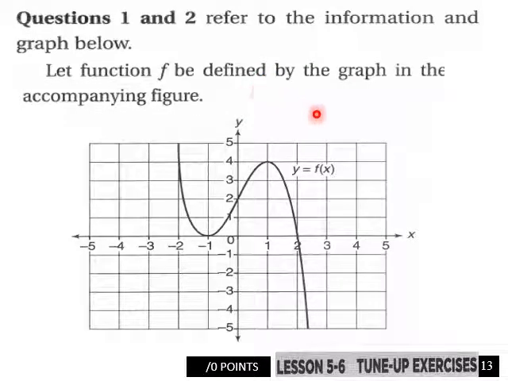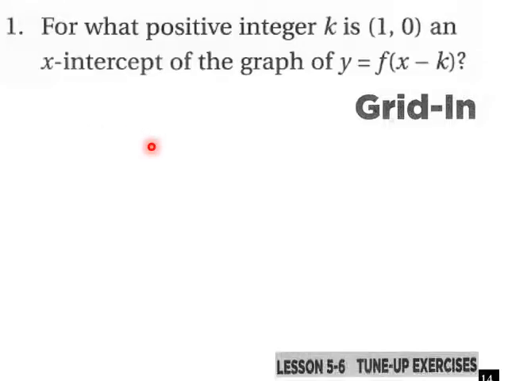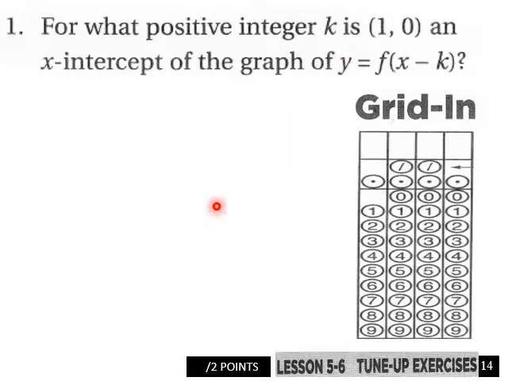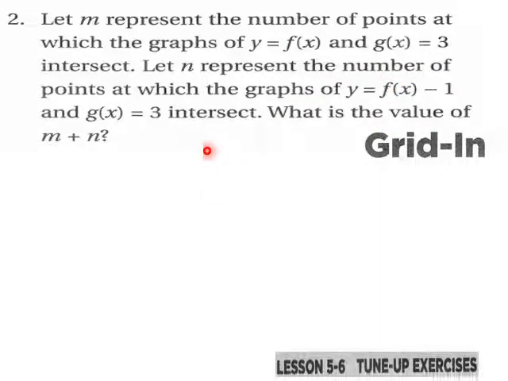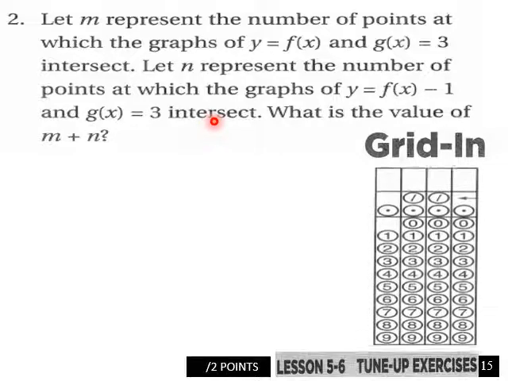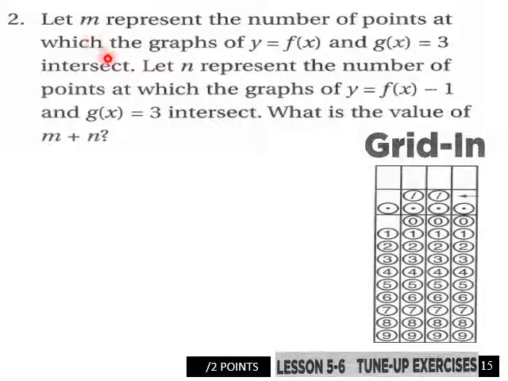Let function f be defined by the graph of the accompanying figure. So you got this situation here, grid-in: for what positive integer k is (1, 0) an x-intercept of the graph of y equals f of x minus k? Then number 2, your second grid-in here that pertains to that prior graph.